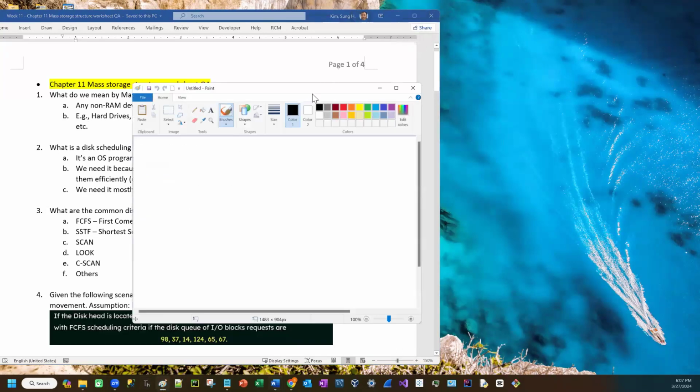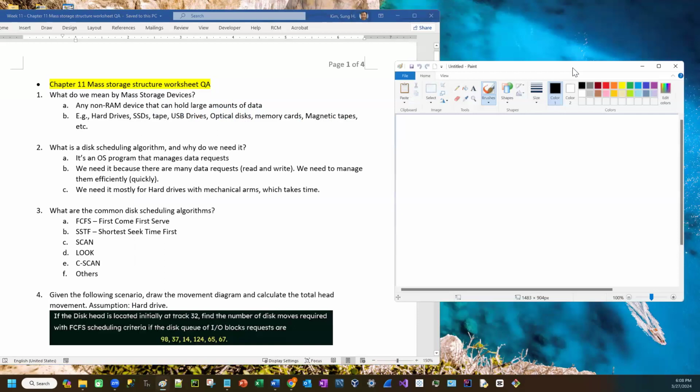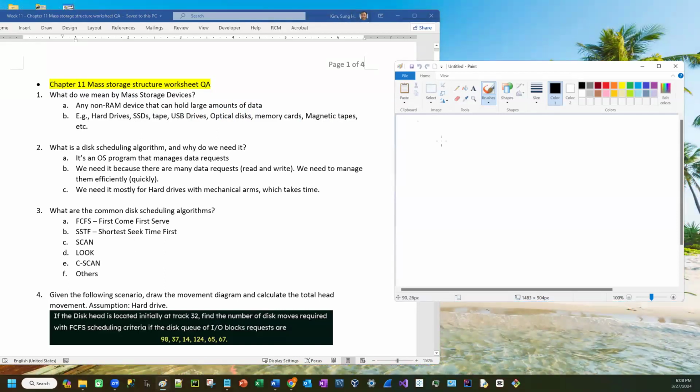Where's my paint? Here we go. The reason why we talk about the mass storage device is, when we talk about memory, we usually talk about the main memory, and this is the RAM. Here is the RAM, and this is what the CPU looks at to get the program, because in here are the processes, right? But these processes are not present when the computer starts.